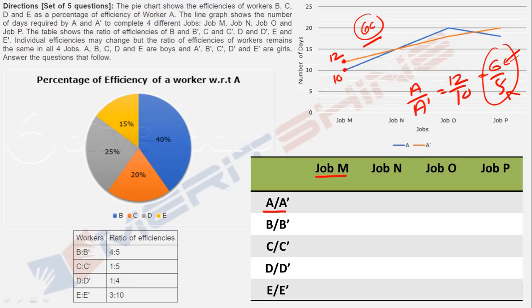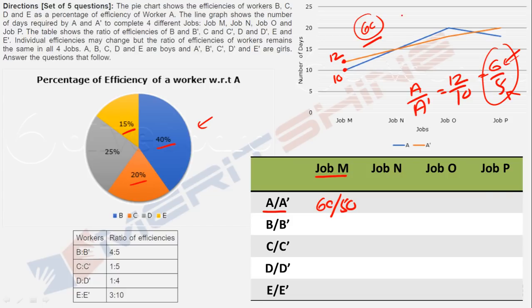We can write that. But what I'll suggest is, since you have to calculate all this, 6 is too small a number for A. This is a very small number, and 40% of 6, 20% of 6, 15% of 6, they would all give you numbers in decimals. It's not always a good idea to do that. So what we can do is take the efficiency of A as 60 and A dash as 50. So I'm just writing it here. This is 60 for A and 50 for A dash.